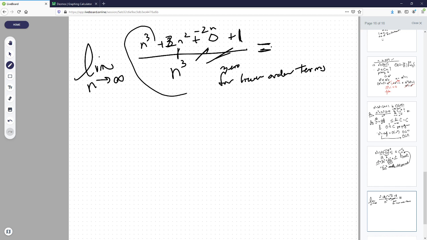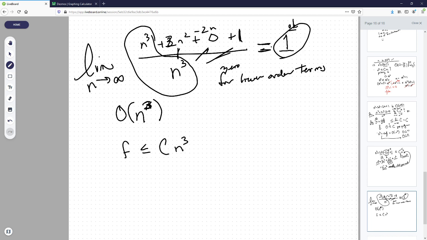And this limit here is not going to give you 0 anymore. It's going to give you 1. But that's okay. Because remember, if I say that something is big O of n cubed, what does that mean? It means that that function is less than or equal to a constant times n cubed. And so it's okay if it comes to a finite limit, because that finite limit is going to be the constant c, or something close to the constant c.